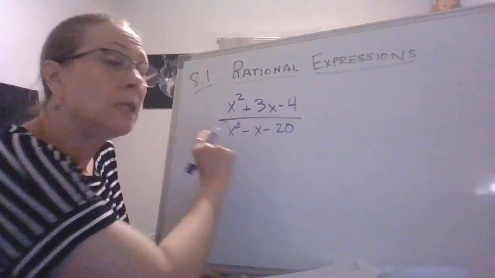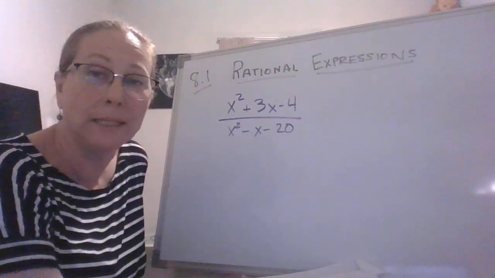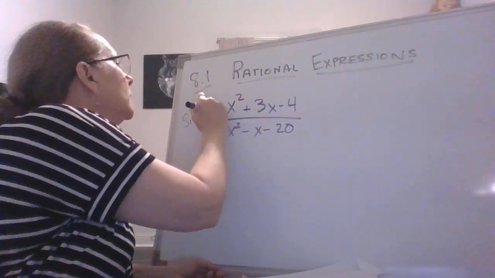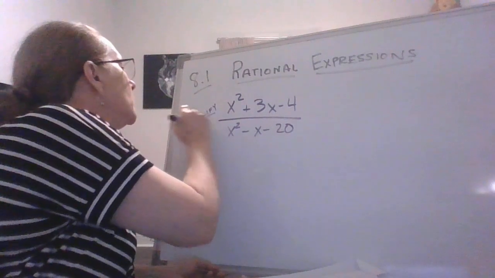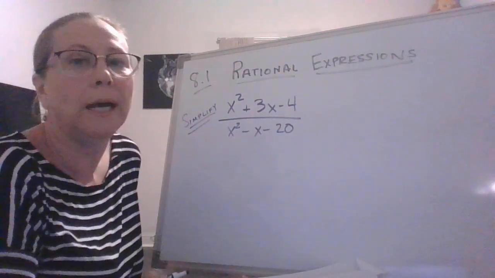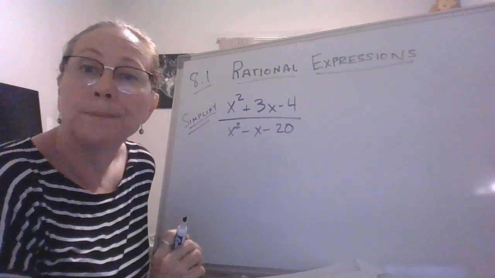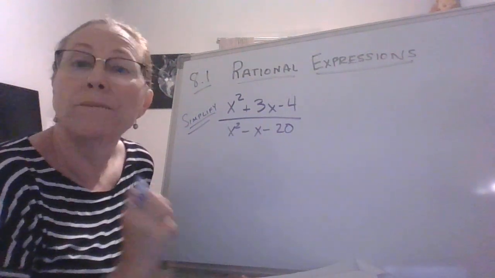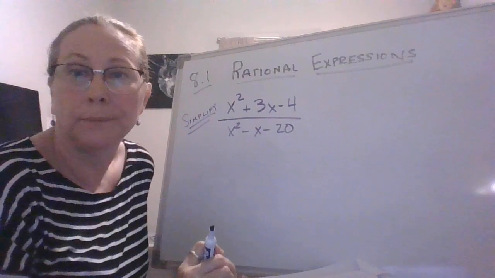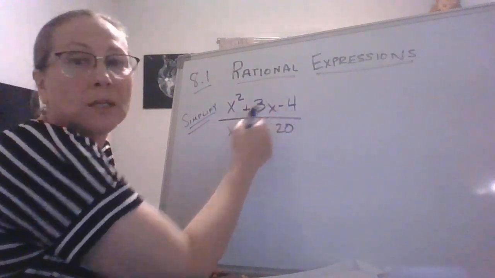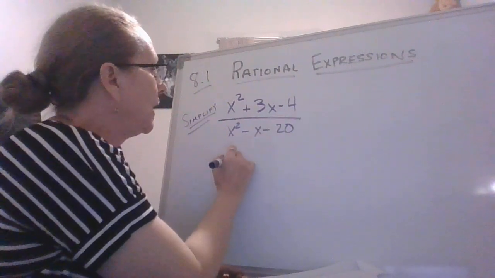Okay, so if we're simplifying this time, simplify. That is our most important instruction there, simplify. So the first thing we're going to do is make sure the numerator and the denominator are factored completely. So in our numerator, we have x squared plus 3x minus 4. We're going to go ahead and factor that.